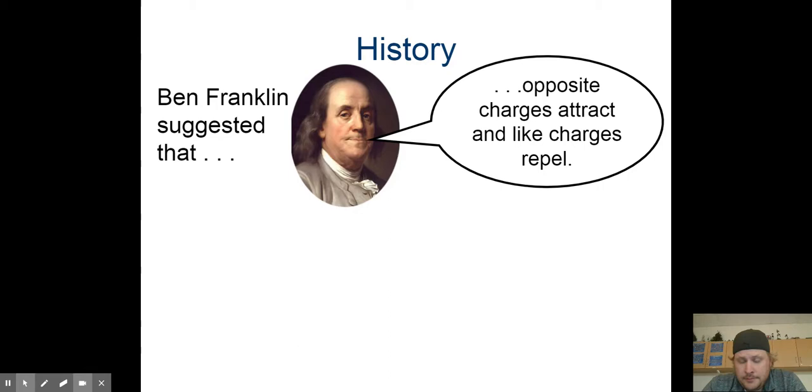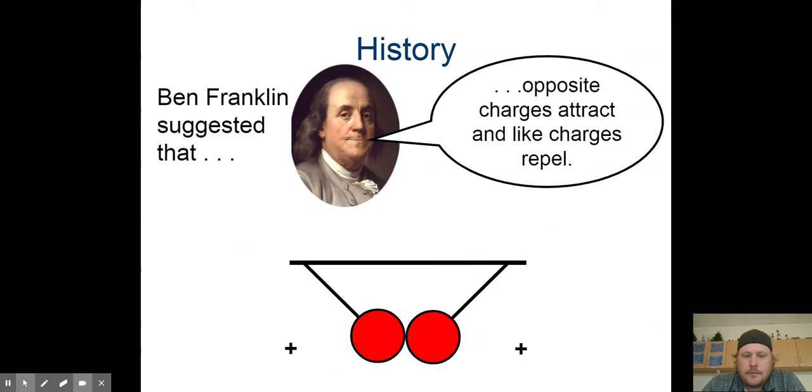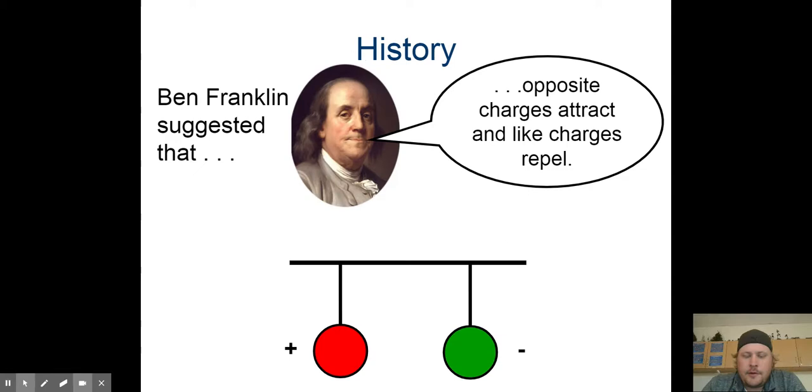Okay. So here's a little animation. So we have a positive charge, we have a negative charge. And what do you think happens between them? If we were to move this motion, would they move together or would they move apart? You're right. That animation's kind of weird. Okay, so sorry about that. So like charges are going to move apart, and opposite charges are going to move together.